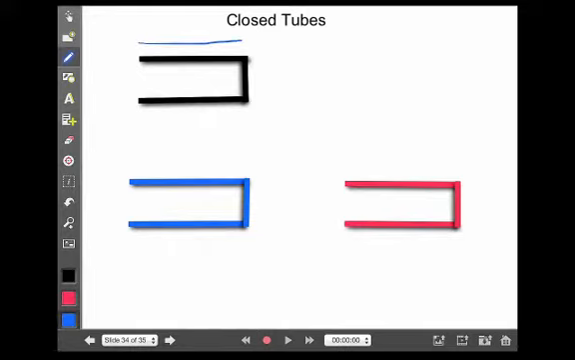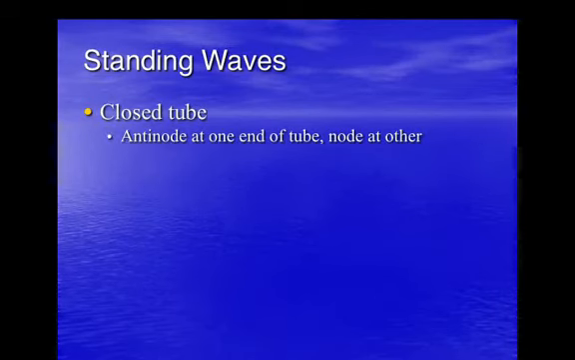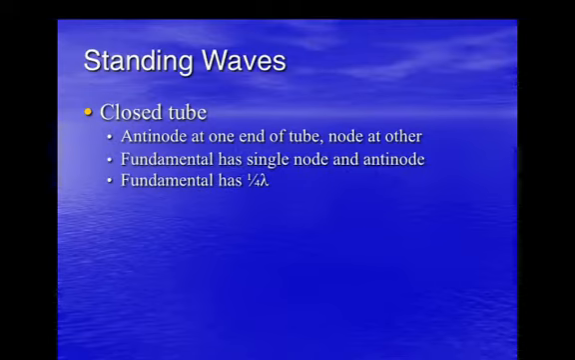In a closed tube, which still has a certain length, I've got an open part here at the end, so that's where I've got to have my maximum amplitude. But then I cut it off right there. I have to cut the wave off right there. You'll notice that now only gives me 1/4 of my wavelength. This is the fundamental of a closed tube. So for a closed tube, we have one antinode at one end of the tube and a node at the other end. So the fundamental has one node and one antinode and only 1/4 of the wavelength.